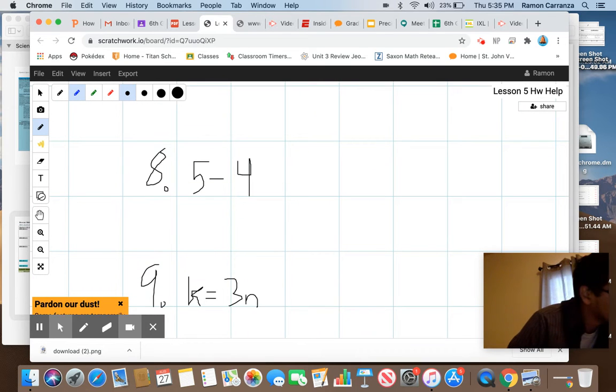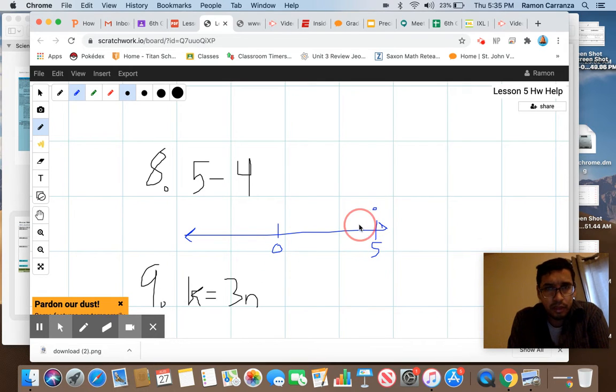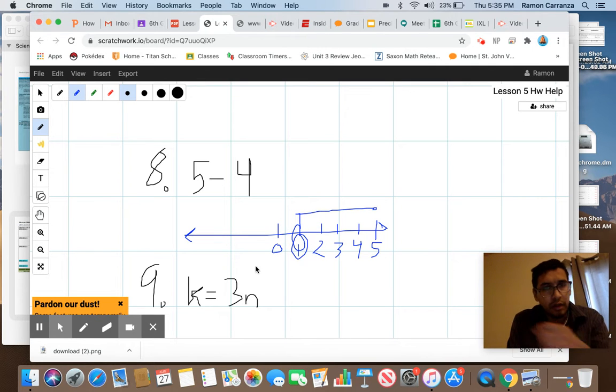For 8, we are going to show this on the number line. It's a simple subtraction problem. You could show it on the number line if you want to. You don't have to. Mainly, this would just serve as practice. So we start at 5, and then we move 4 spaces to the left because we're subtracting. So that's 1, 2, 3, and then 4, which ends up with our value there.